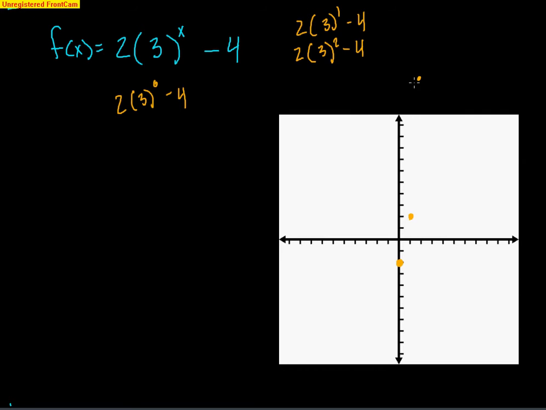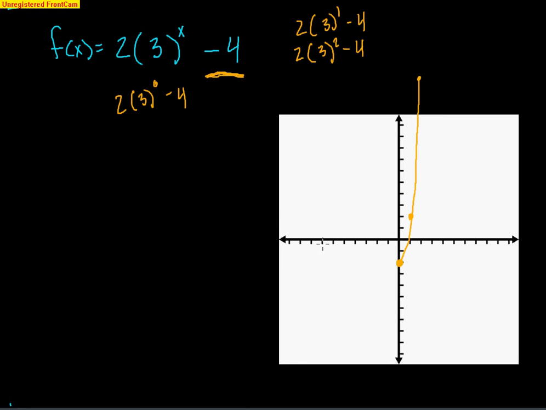Okay, now notice that my graph is still going up. And it's going up pretty quickly actually because it is a base of 3. Base of 3 makes things go up pretty quickly. But understand transformations. We learned about this earlier in the year. A minus 4 on the outside is going to move the entire graph down 4.